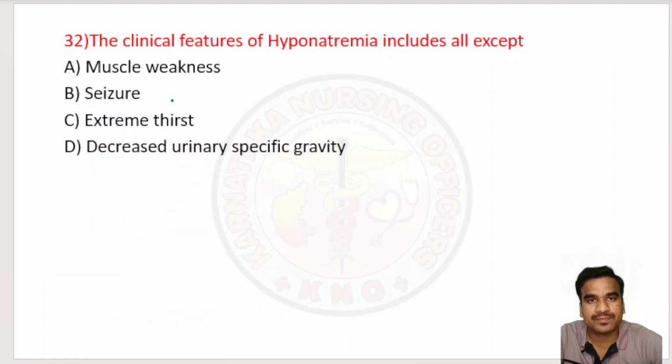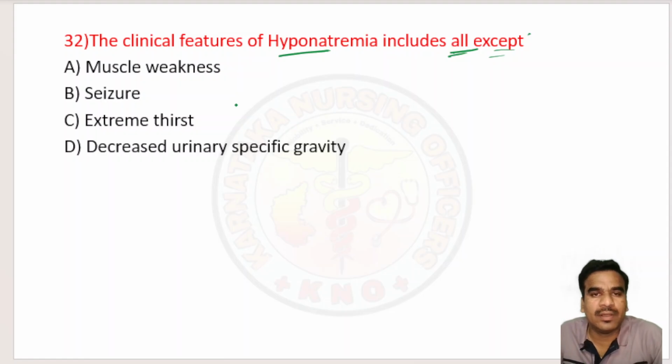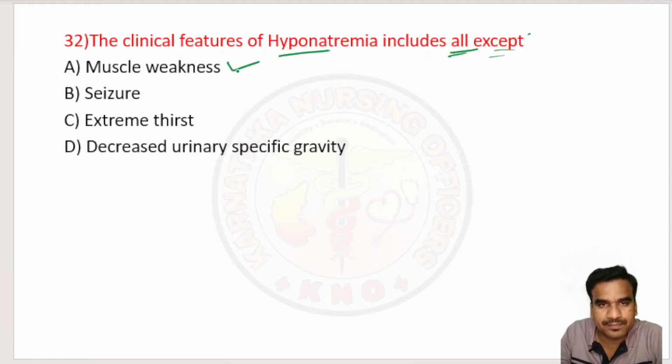CPJ also. And the next question is the clinical features of hyponatremia. Hyponatremia includes all except, means all are features of hyponatremia, but one is not a feature of hyponatremia. So which is that, we will see here: muscle weakness, seizures, extreme thirst, and decreased urinary specific gravity. So the right answer is extreme thirst.